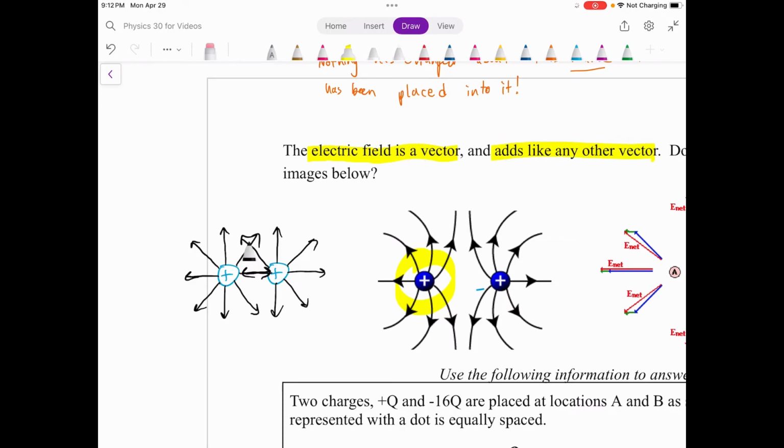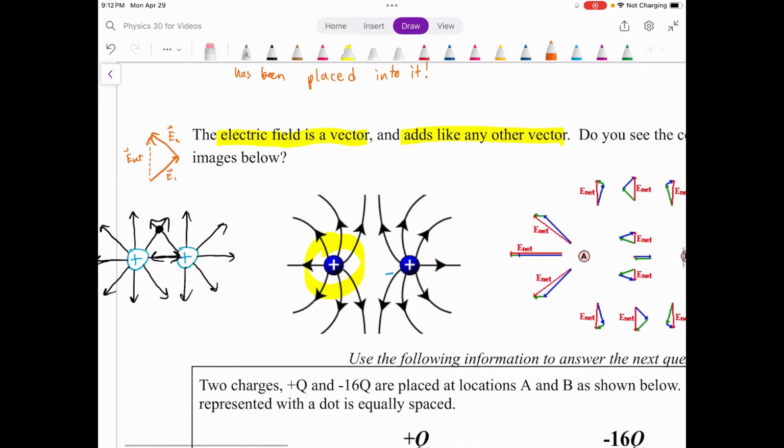Well, we would add them like any other vector, right? If I were here, if I were a positive, I would feel a force up and to the right. If I were here, I'd be feeling a force because of this one up and to the left. So we could draw a little electric field vector addition diagram. You'd be feeling from this one an electric field something like that, from the other one an electric field something like that. And so what's the net electric field like there? Well, it would be like that. That would be the net electric field.